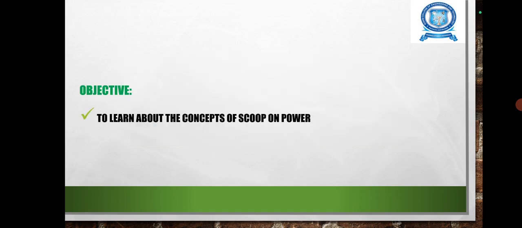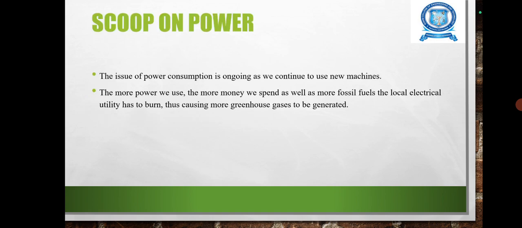Objective: to learn about the concepts of scoop on power. The issue of power consumption is ongoing as we continue to use new machines. The more power used, the more money we spend, as well as the more fossil fuels the electricity utility has to burn, thus causing more greenhouse gases to be generated. So, saving power is saving money as well as saving the environment.